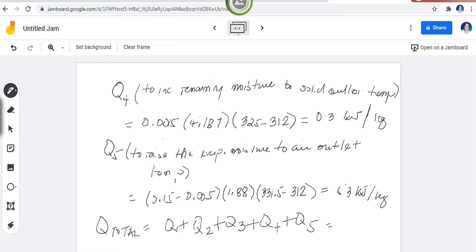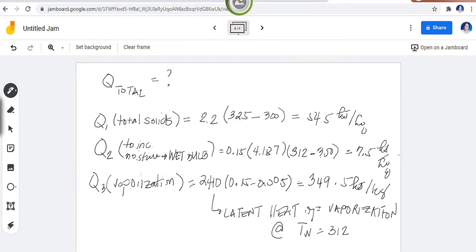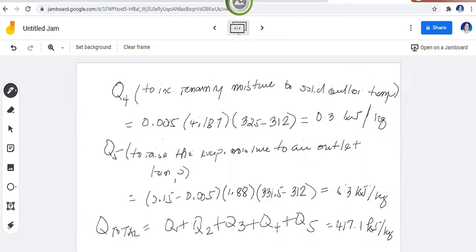So this is it. Now, if you're going to add all Qs, that would amount to 417.1 kilojoule per kilogram. And what is this per kilogram? This is per kilogram of the feed. You might be wondering why there's no feed multiplier here. Because all of this came from the feed, we want to multiply it here already. So we want to multiply the 417 on the next slide.